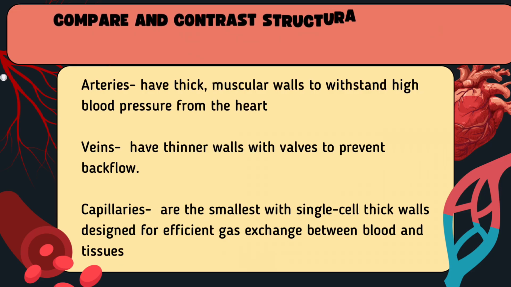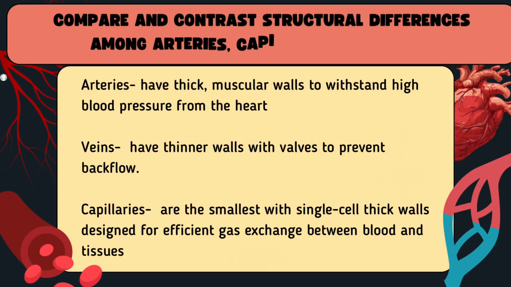All right, next we will compare and contrast structural differences among arteries, capillaries, and veins. Arteries have thick muscular walls to withstand high blood pressure from the heart, and veins have thinner walls with valves to prevent backflow. Capillaries are going to be the smallest with single cell thick walls designed for efficient gas exchange between blood and tissues. So essentially, arteries carry blood away from the heart, capillaries facilitate nutrient and waste exchange, and veins return blood to the heart.